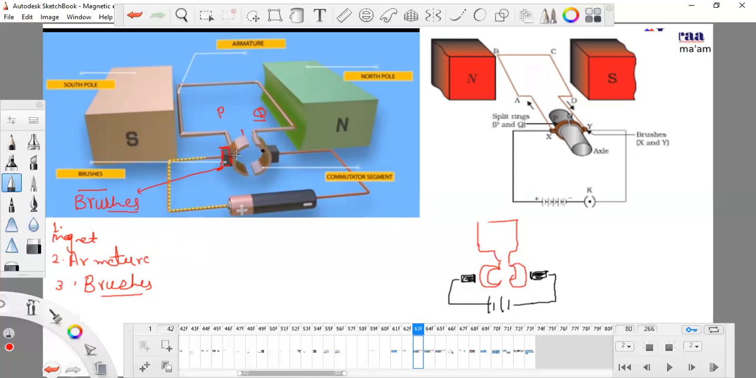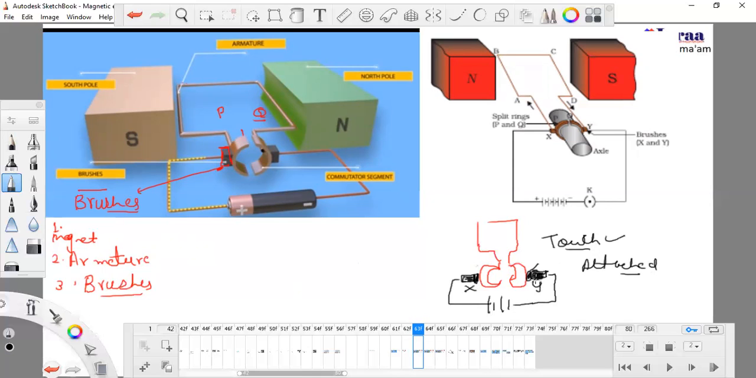Okay, and as you can see here, they are not in complete attachment, they are just slightly touching. It is just a touch. They are not attached. What does it mean? It means that they are in contact, these brushes. I name these brushes according to our book: this is the X brush and this is the Y brush.